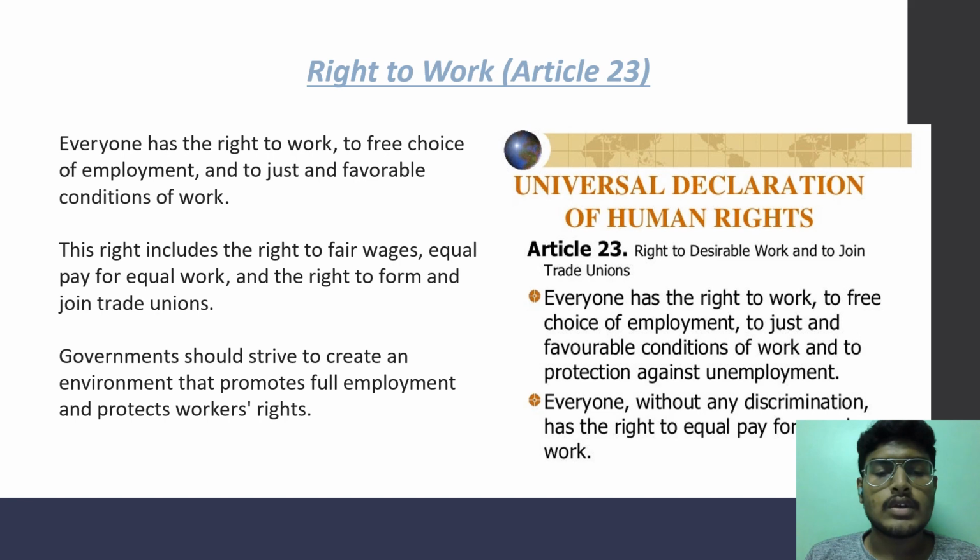The right includes the right to fair wages, equal pay for equal work, and the right to form and join trade unions. Government should strive to create an environment that promotes full employment and protects workers' rights.